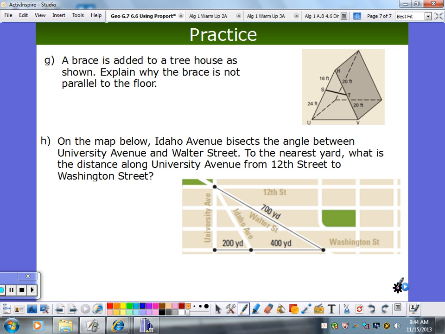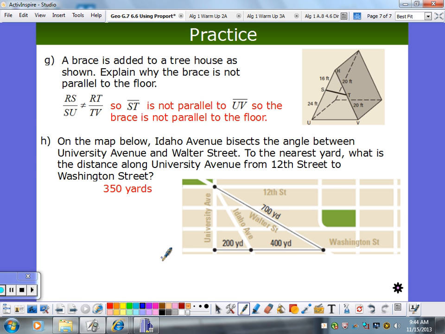Okay, what did I do here? I said they were not parallel. How come? Because when I tried to set up these two proportions, it didn't work. I did cross products and they weren't equal. So I knew that they weren't parallel. And then what's going on here?